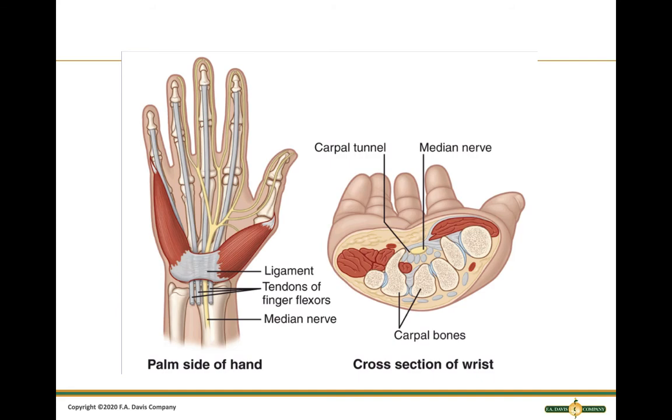Next thing is carpal tunnel syndrome. So if we look at the hand, at the cross section, we can see there's a very small tunnel. There's a lot of ligaments running through there, and they form this carpal tunnel where the median nerve goes through.